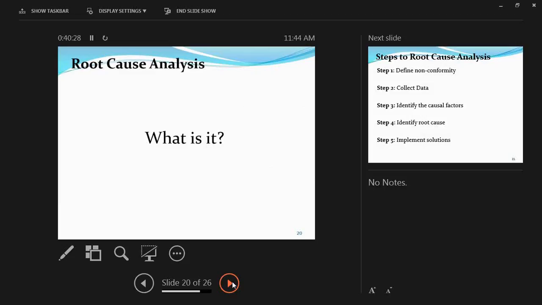And what are the benefits of doing root cause analysis? The benefits are you will have a permanent solution. That is, you will identify permanent solutions to the problems. You will also prevent reoccurrence, and you will use logical problem-solving approaches to nonconformity. So these are some of the benefits of doing a comprehensive root cause analysis.